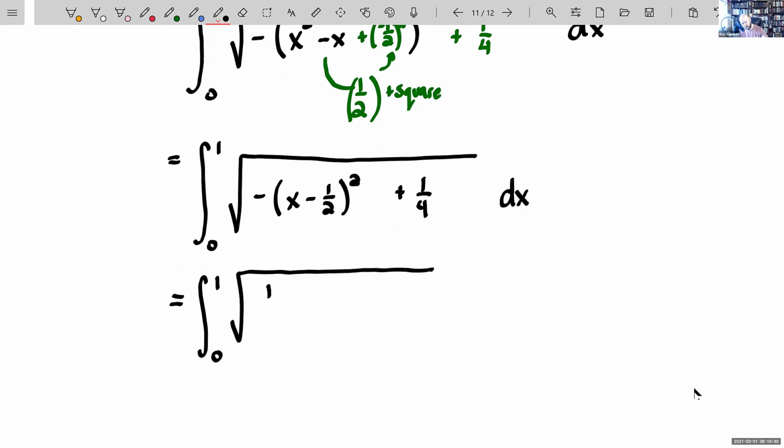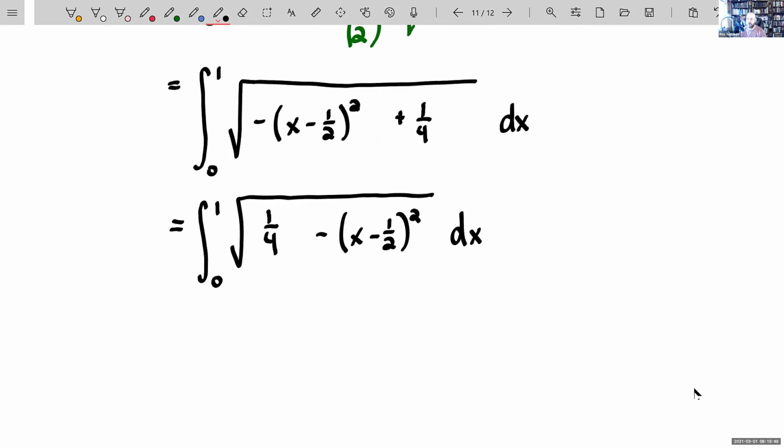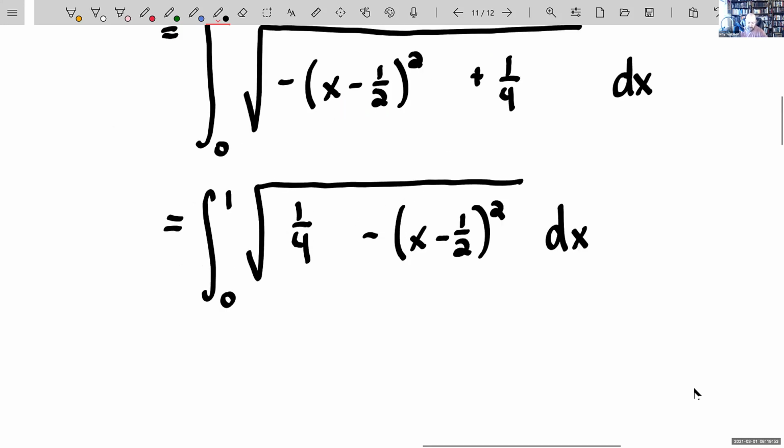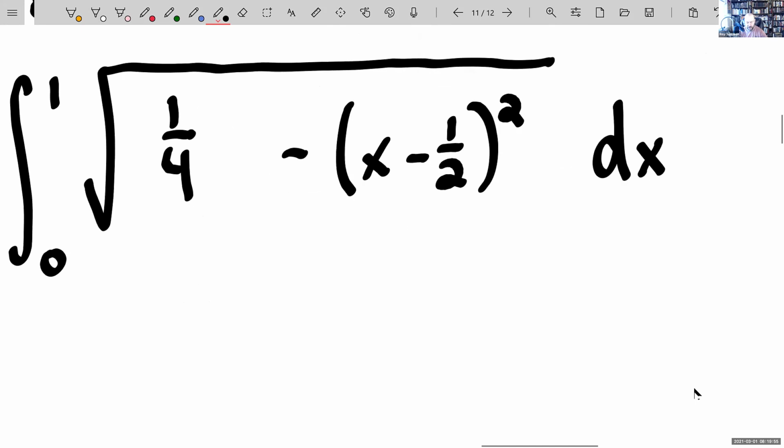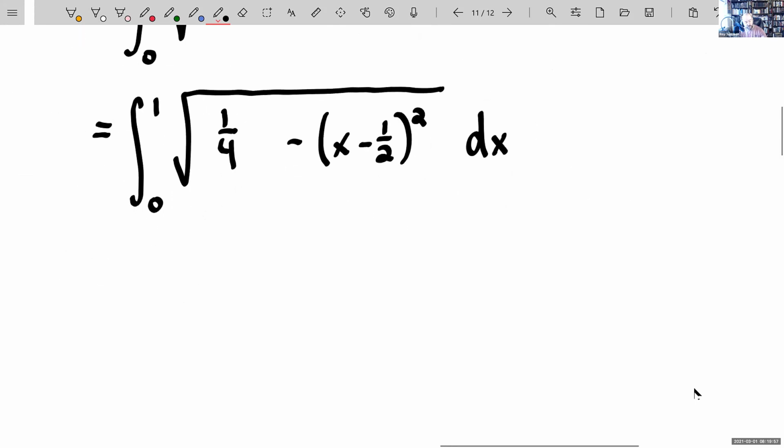1/4 minus (x minus 1/2) quantity squared. I just think that's a better way to do it because then you can see what substitution you're going to make. This is definitely going to be a trig substitution because it's a difference of squares in there. So the difference of squares tells me that I'd like to let this picture be the sine. So it's like a 1 minus sine squared, right? That's what I'd really love for this to be, a 1 minus sine squared.